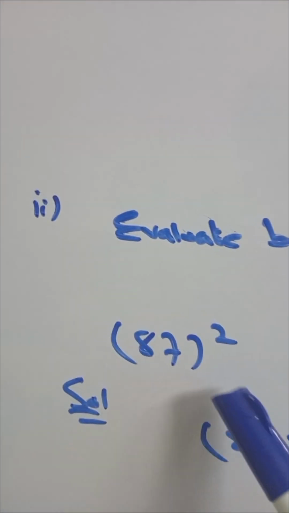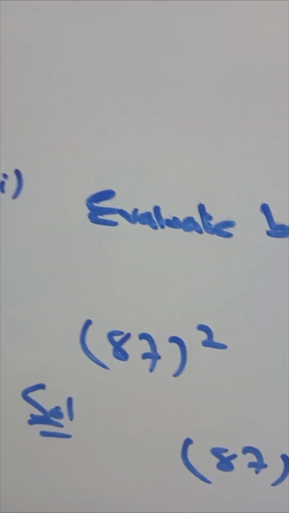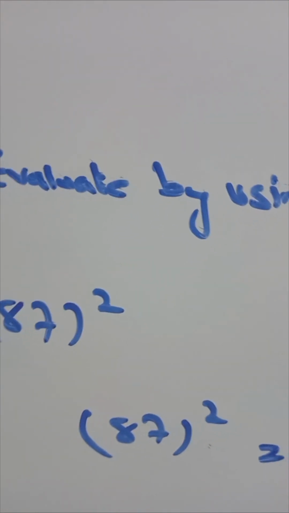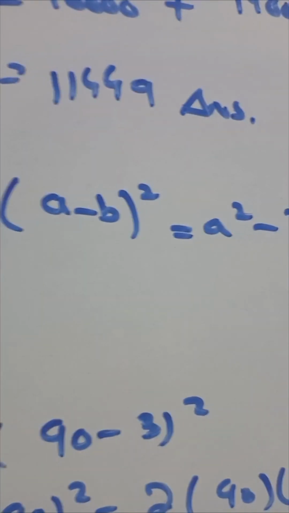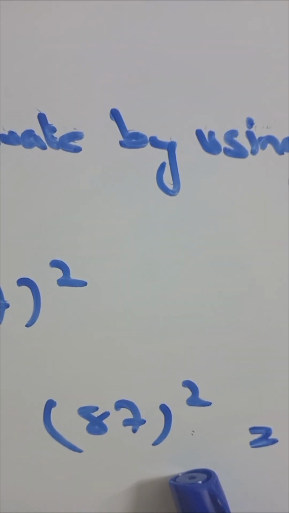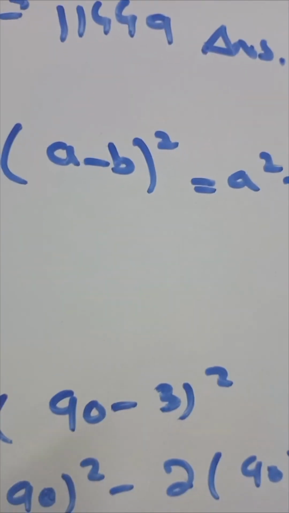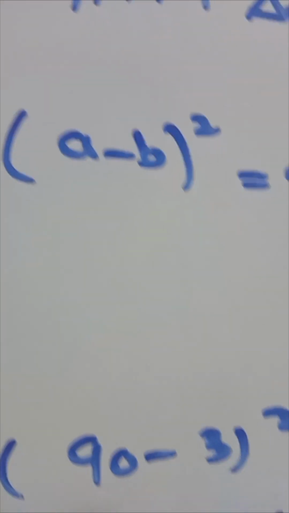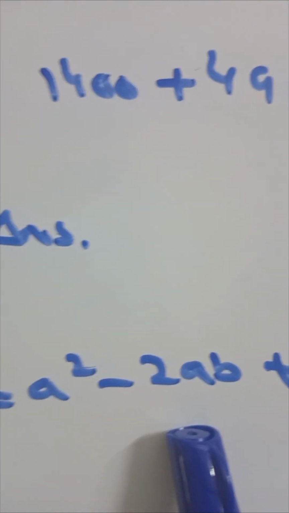So they have given us a question: 87 raised to power 2. 87 whole square is the question. We have to solve it. You can say 90 minus 3, whole square. What does it mean? 87, 87. Right? Now it becomes a minus b. Now solve it according to this formula: a square minus 2ab plus b square.